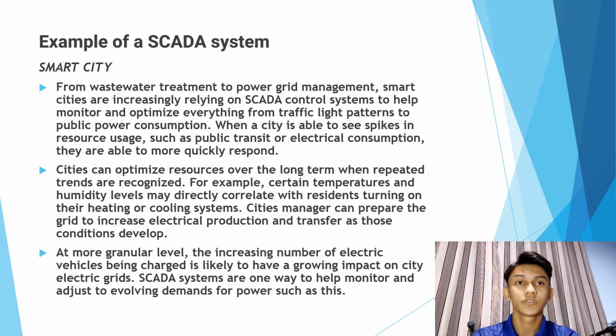When a city is able to see spikes in resource usage, such as public transit or electrical consumption, they are able to more quickly respond. Cities can optimize resources over the long term when repeated trends are recognized. For example, certain temperature and humidity levels may directly correlate with residents turning on their heating or cooling systems. City managers can prepare the grid to increase electrical production and transfer as those conditions develop.